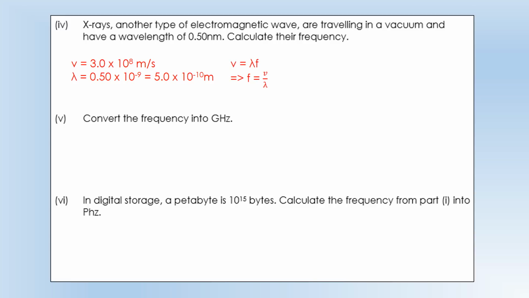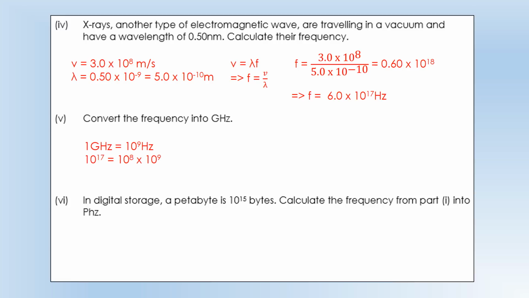Then we can plug those into our equation, and we end up with doing 3 divided by 5 gives us 0.6. 10 to the 8 divided by 10 to the minus 10, you end up with 10 to the 18, because it's 8 minus 10. And then once we turn that into an appropriate standard form, that's going to be 6 times 10 to the 17 hertz. Convert it into gigahertz.